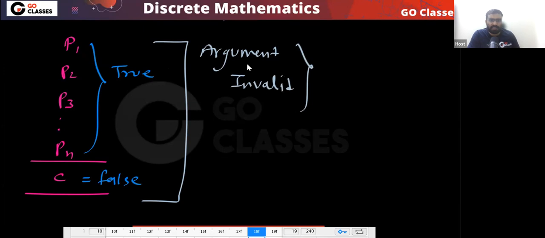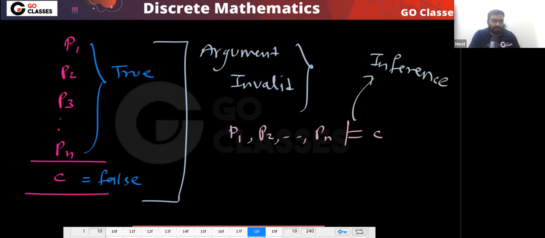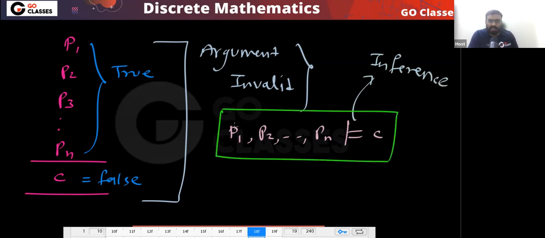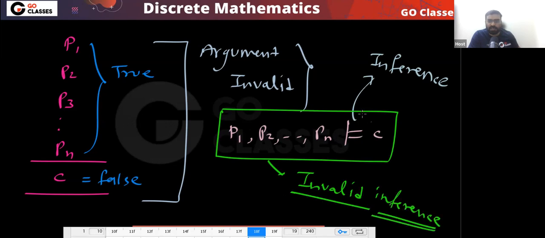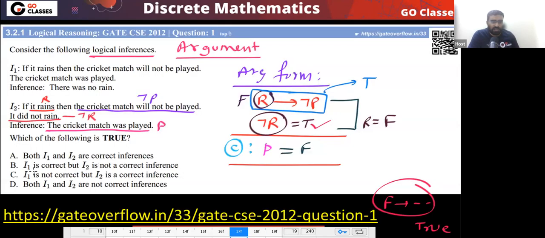So this argument is definitely invalid, or I can say this inference P1, P2 and so on to PN is invalid. This is the symbol for inference. So you can see that in this situation, I2 is not a correct inference. I1 is correct. So the answer will be option B. Is this clear?